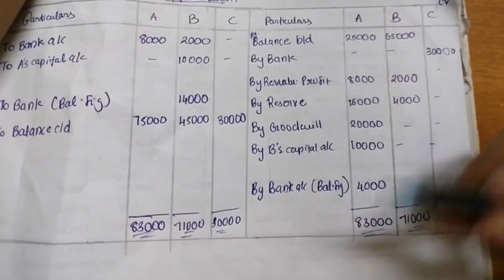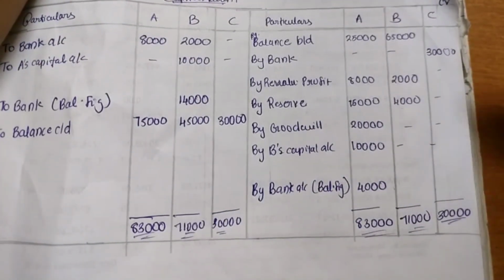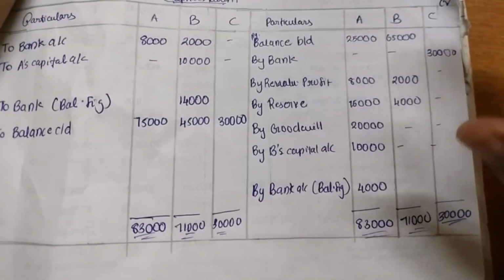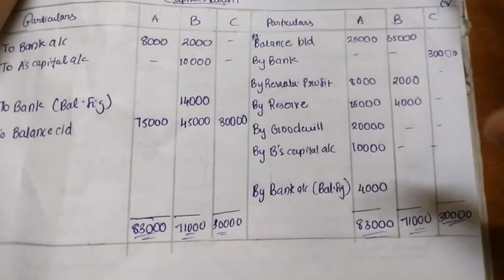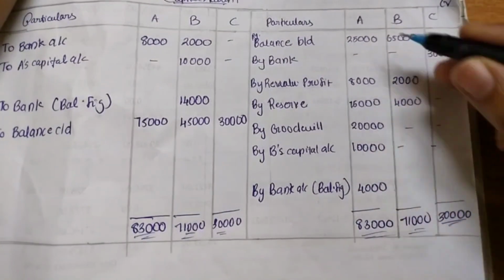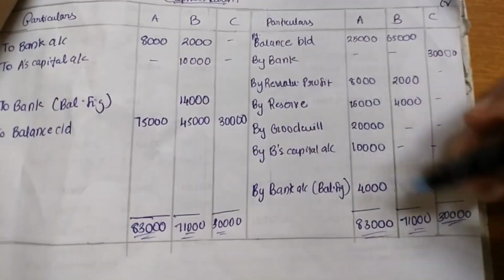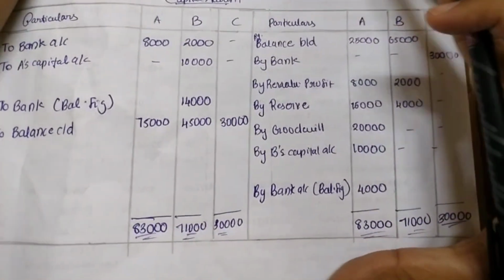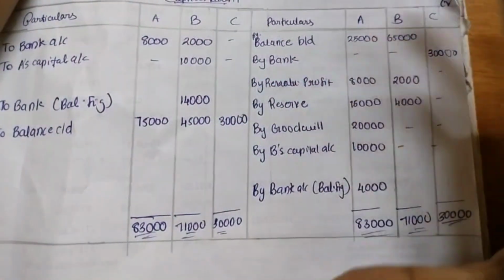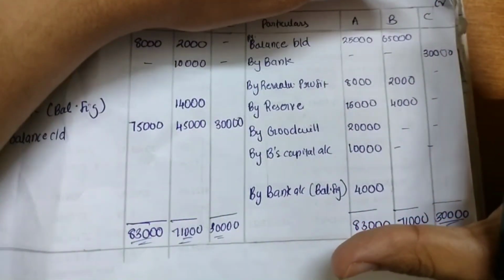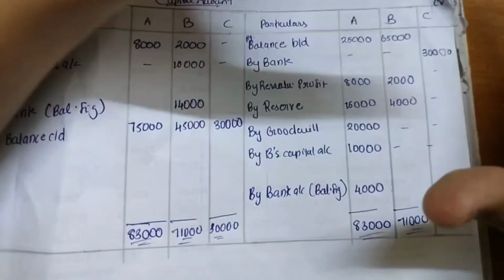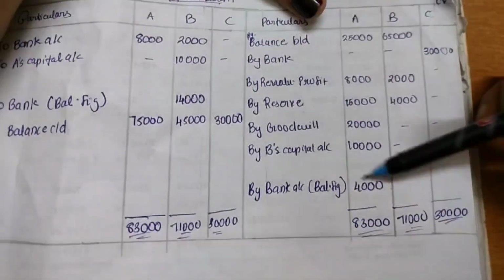So bank is debited means what? The partnership's bank is debited means the bank is increased, that the amount which is there in the bank is increased. 4,000 rupees increase means you have brought 4,000 rupees to the partnership firm, so that the capital account can be settled on the new profit sharing ratio basis. Okay, so you have to bring 4,000 rupees.